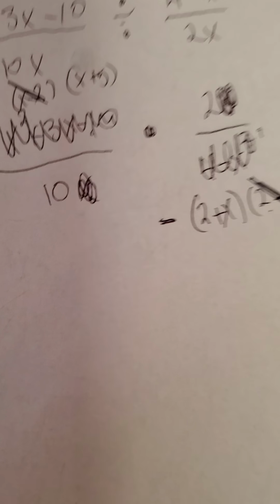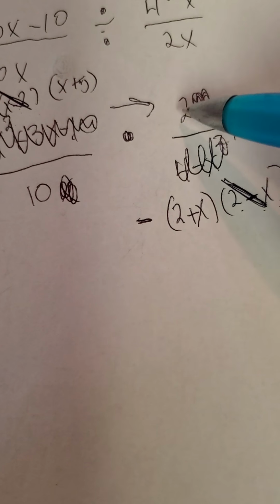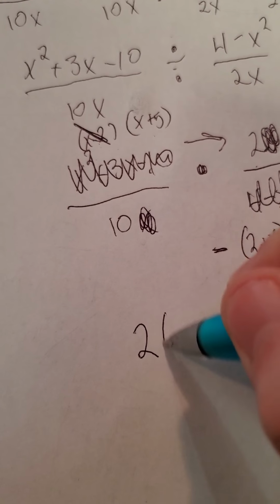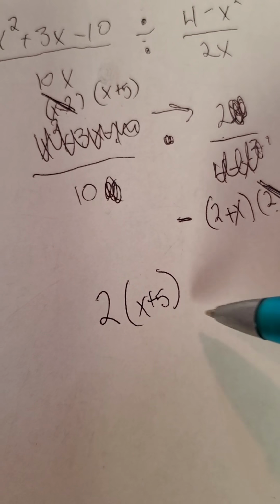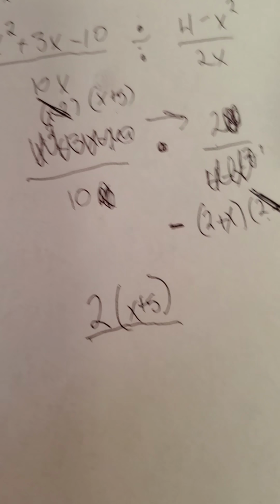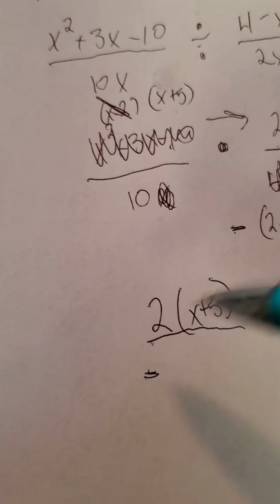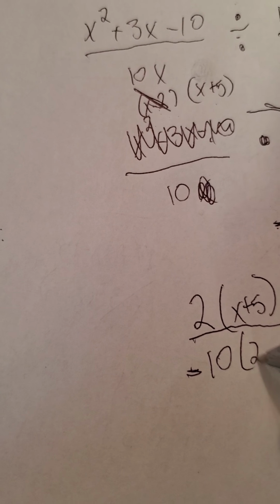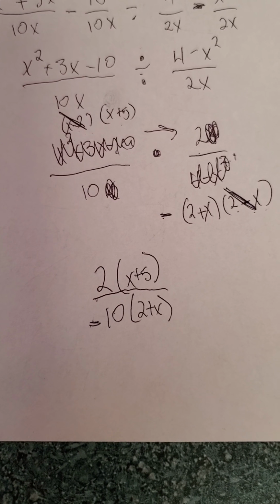Okay? Now, let's multiply the tops. I have a 2 here. I have a 2 here. I'm going to write a 2. That has parentheses x plus 5. And what I'm going to tell you here is not to distribute. All right? Don't distribute. Just leave it like that. All over. Let's see. I have a negative. I have a 10. And then I have a 2 plus x in parentheses, leaving, nope, I'm not done yet.